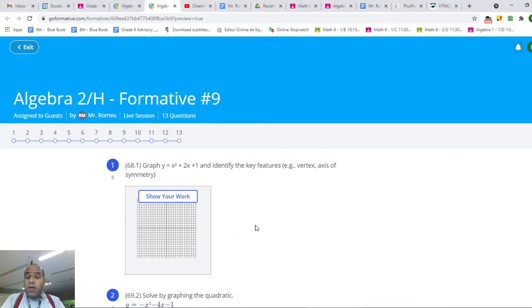Let's work right now on our formative number 9. I think you remember we did this in last class. I will solve here the test easily, fast. You understand how to solve it, okay? Let's do it. Let's start with the first one.